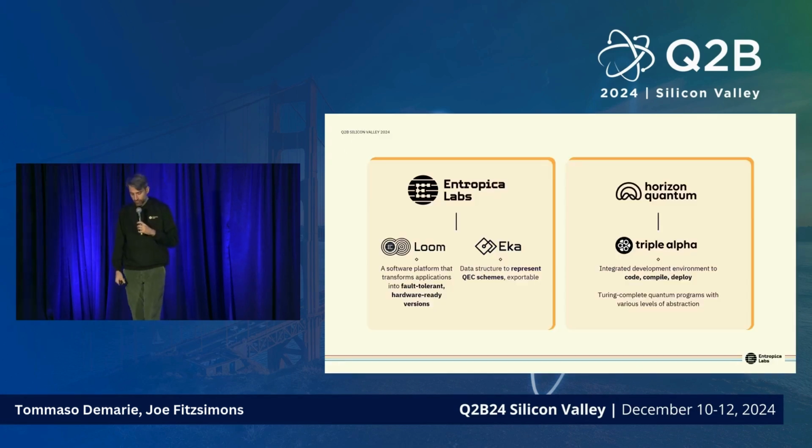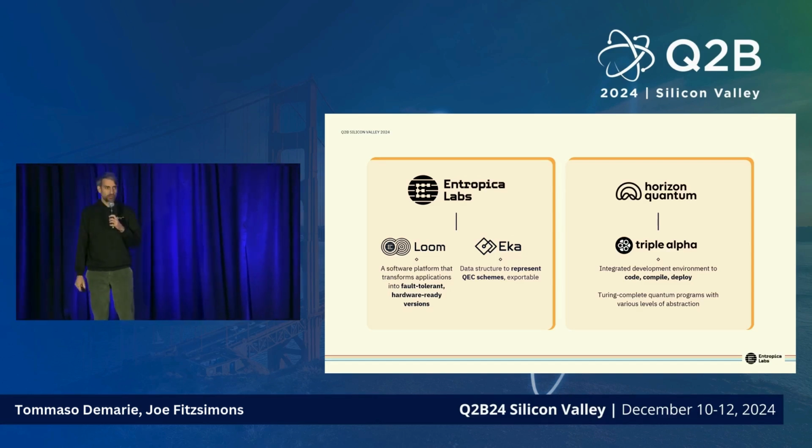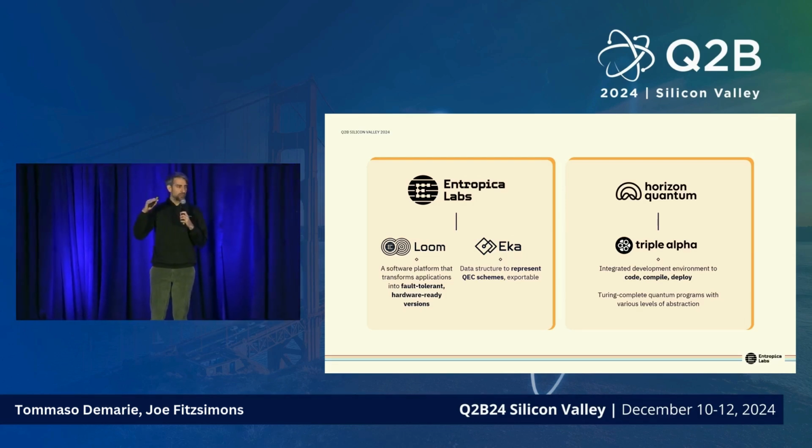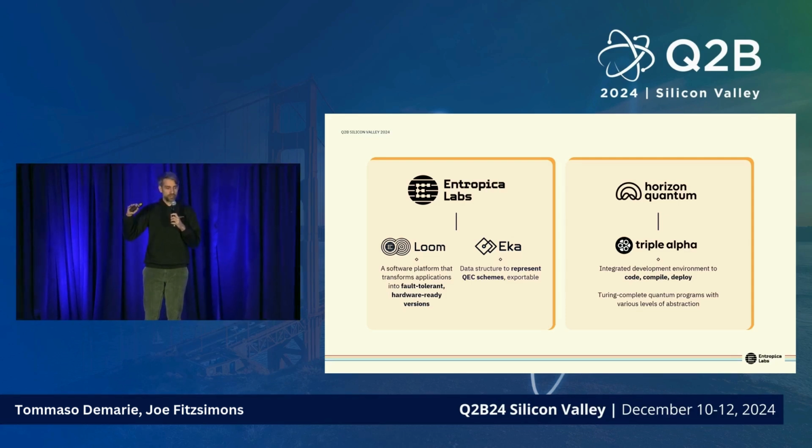Okay, so just a few words about the companies. So we're both based in Singapore. Entropica and Horizon are working on complementary aspects of the stack. So Horizon is building Triple Alpha, which is an IDE to code, compile, and deploy quantum programs on multiple quantum computers. While at Entropica, we are building the software that you need to manage the fault-tolerant quantum error correction part of the stack. So there is this beautiful complementarity, and as you have heard throughout the conference, there's also a lot of focus on error correction at the moment in quantum computing.